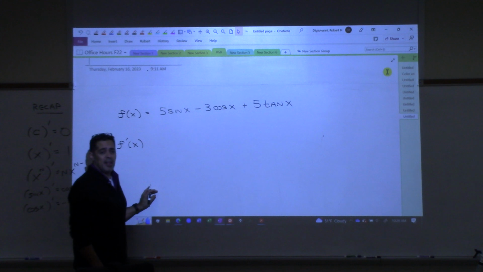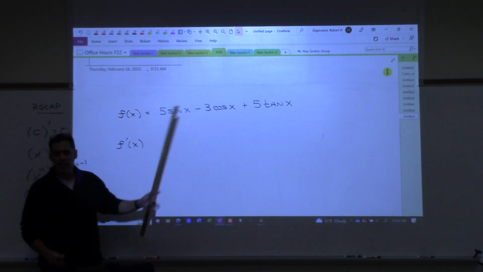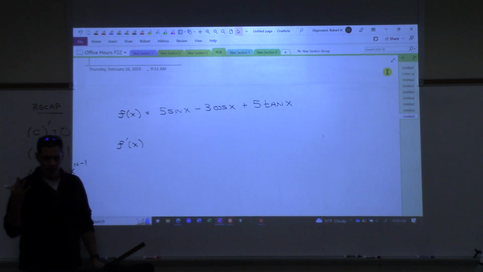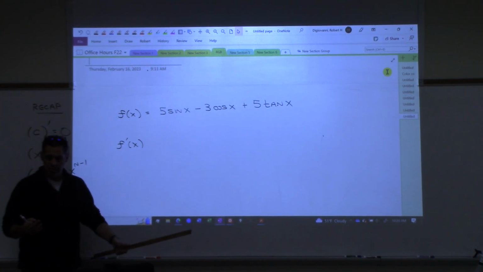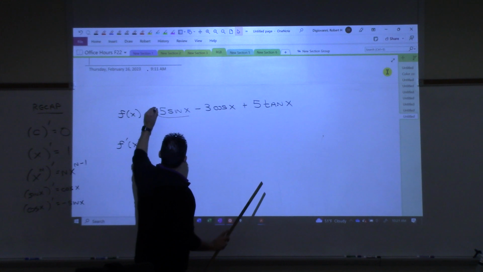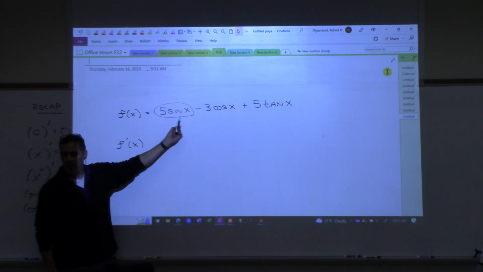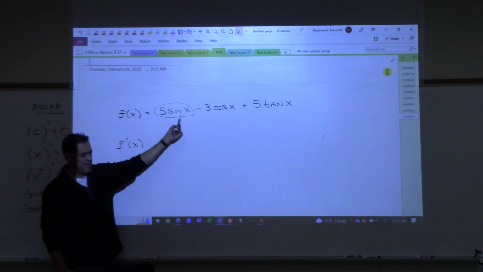So if I'm going to find the derivative of this function, the very first thing I'm going to notice is that I've got subtraction and addition. I have 3 terms, right? There's a rule that we've established that if you have terms, you can differentiate each term individually, right? So let me start with this first one. On this first one, I have a constant times a function, right? It's 5 times sine x.